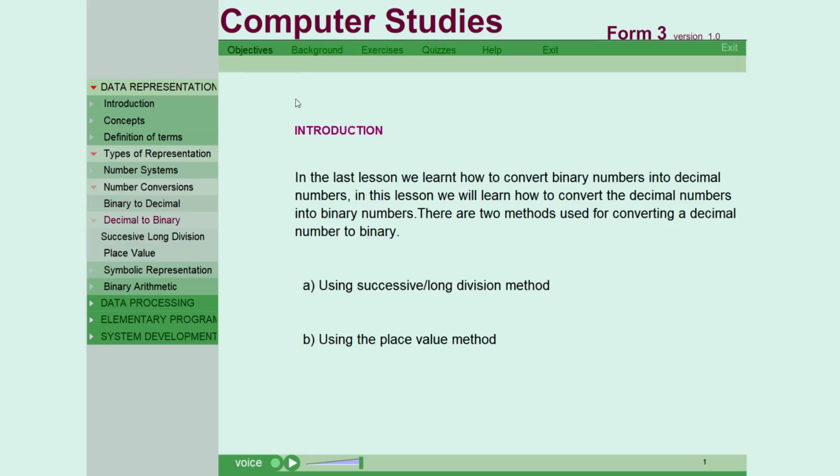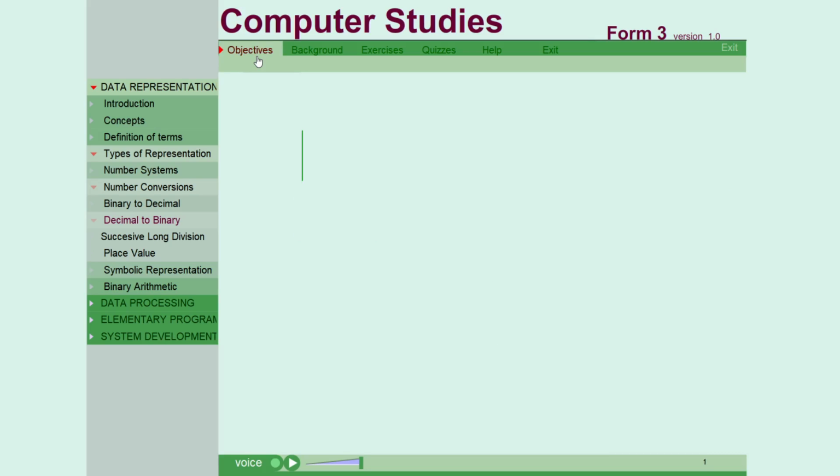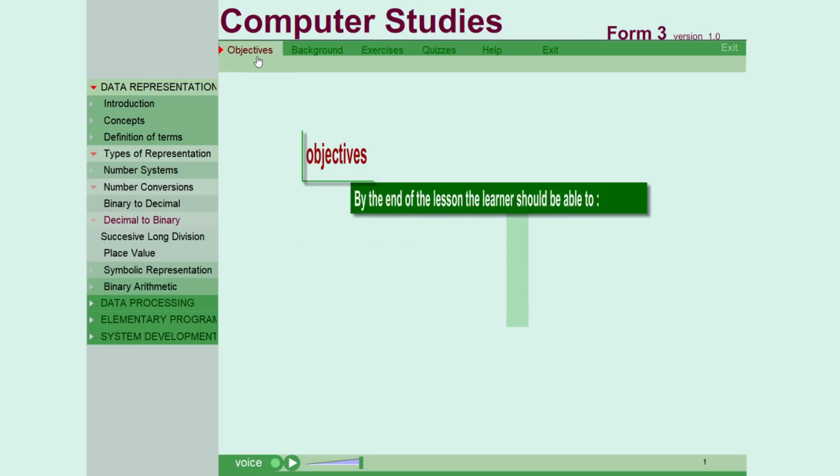Introduction. In the last lesson, we learned how to convert binary numbers into decimal numbers, and in this lesson, we will learn how to convert decimal numbers into binary numbers. There are two methods used for converting a decimal number to binary. The first method is the successive or long division method. The second method is the place value method. By the end of the lesson, the learner should be able to convert a decimal number to a binary number.